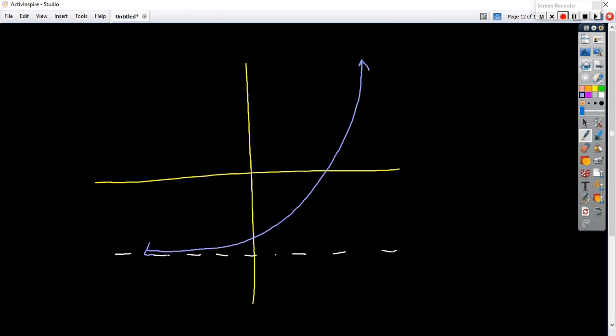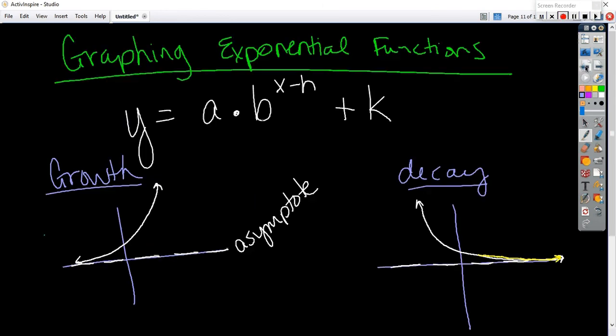So these growth and decay graphs have horizontal asymptotes, right? And for the parent graph, whenever it doesn't have an H or a K, that horizontal asymptote is always at zero. That's why I drew it at zero there initially. Are we all clear on how this graph does growth, meaning it shoots up real quick as you go from left to right, and decay creeps down as you go left to right?